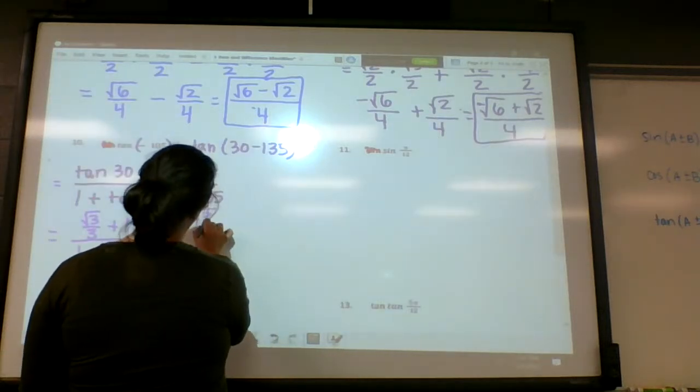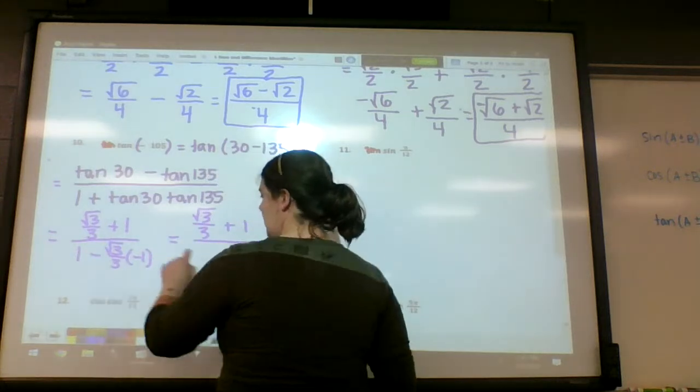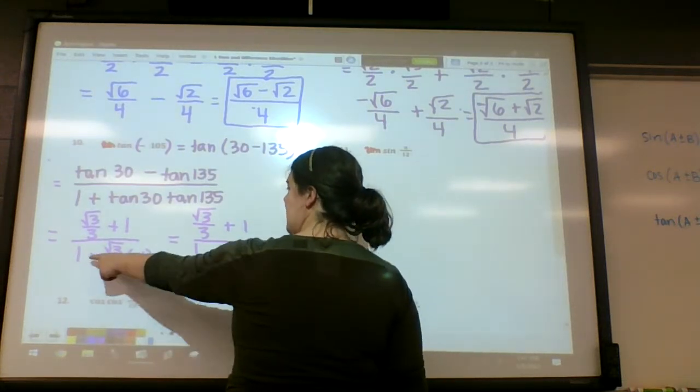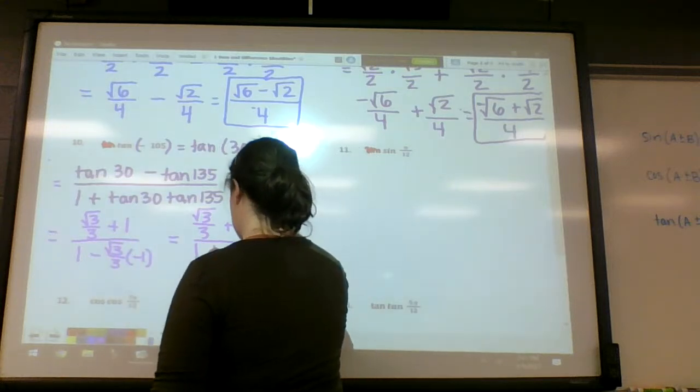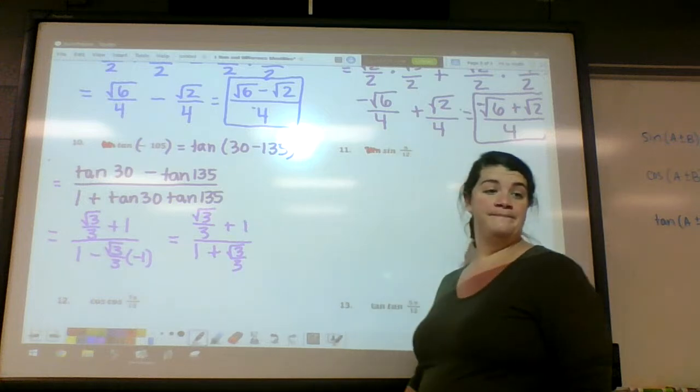All right. So what do we have? On the top, square root of 3 over 3 plus 1. On the bottom, we're going to have 1. And then these get multiplied, right? And it's a negative and a negative, so that'll turn into a positive. Square root of 3 over 3.